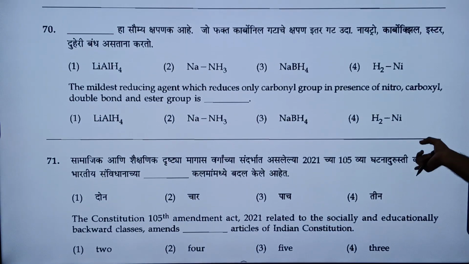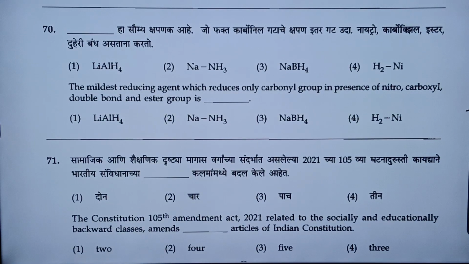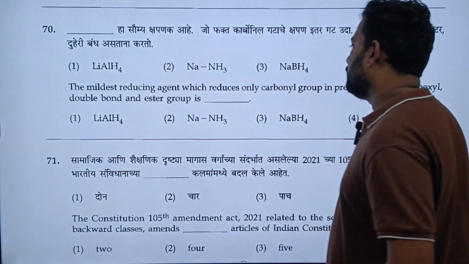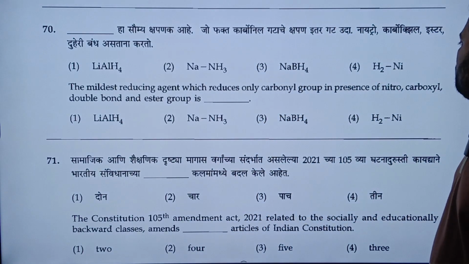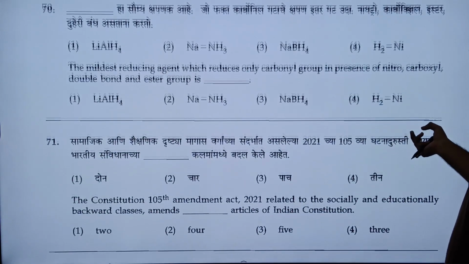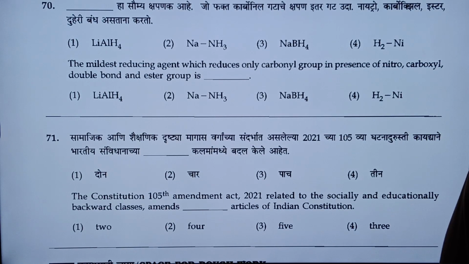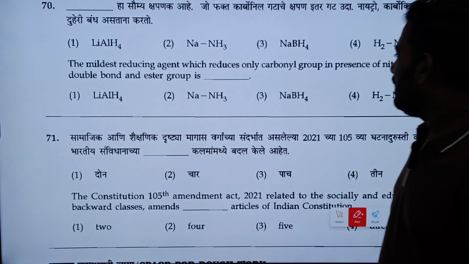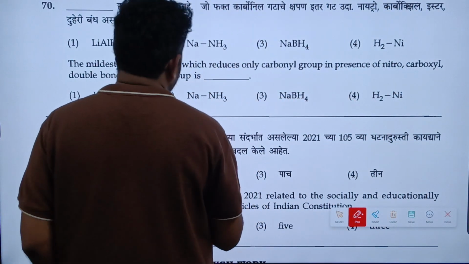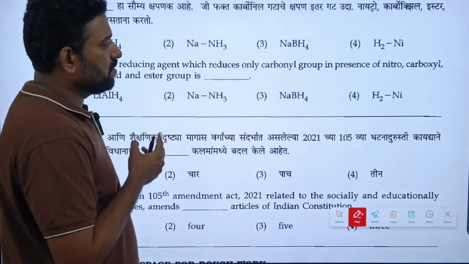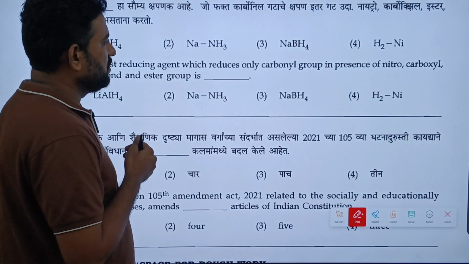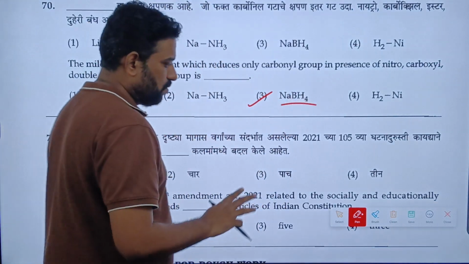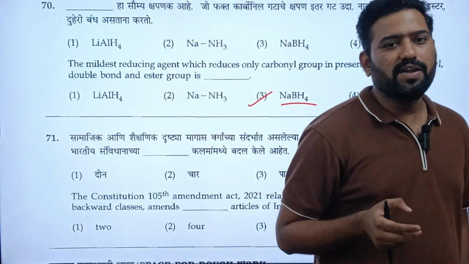This is the last question from 21 papers. The mildest reducing agent which reduces only carboxyl group in presence of nitro, carboxyl double bond, ester group is. Again, this is not a very easy question. You have to learn all the concepts by heart for solving this. So answer is NaBH4.